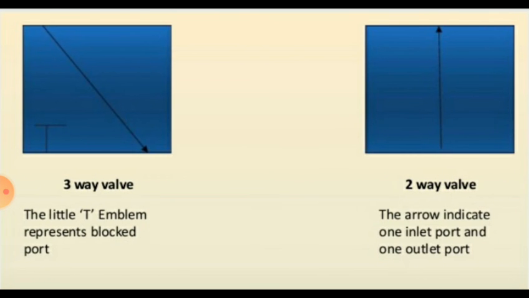Three-way valve: the little T emblem represents a blocked port. So this port is blocked, that is indicated by a short or little T. Two-way valve: the arrow indicates one inlet port and one outlet port.